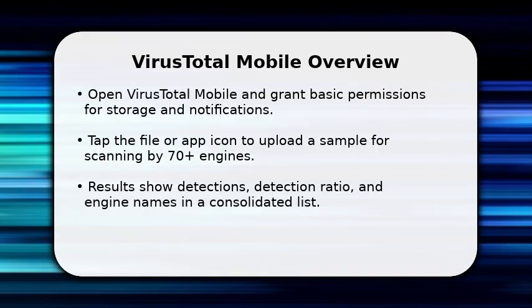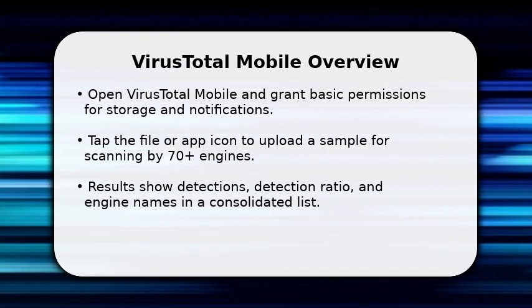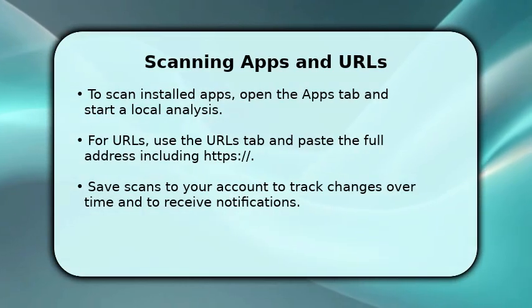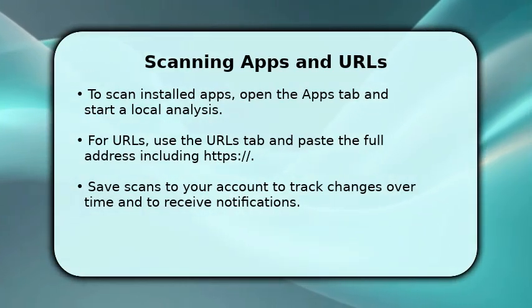Results show detections, detection ratio, and engine names in a consolidated list. Tap any engine result to read details and community comments. To scan installed apps, open the Apps tab and start a local analysis. The app checks signatures, package names, and behavior against Virustotal databases.